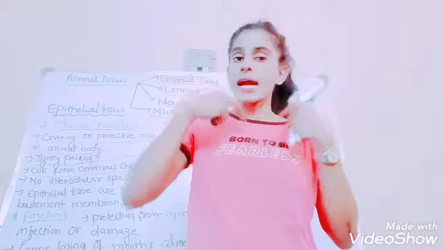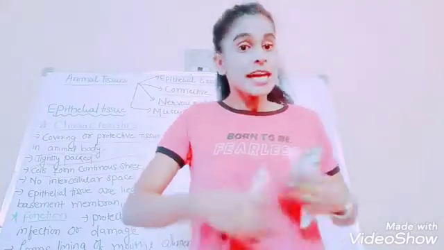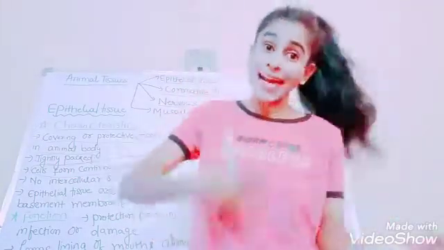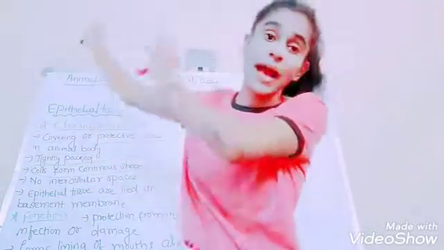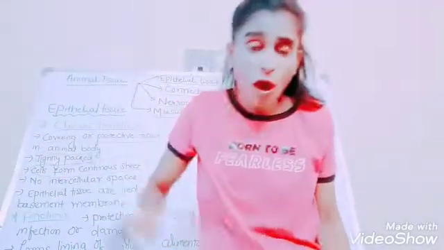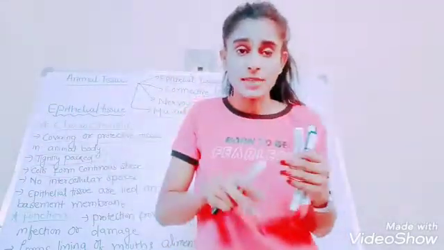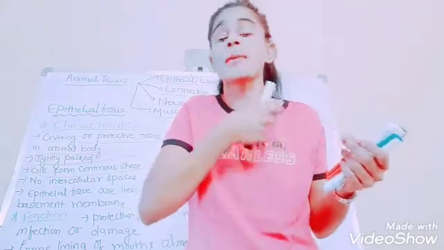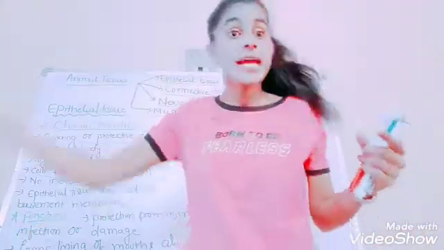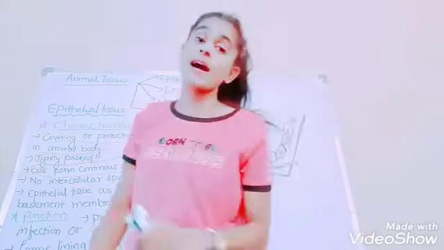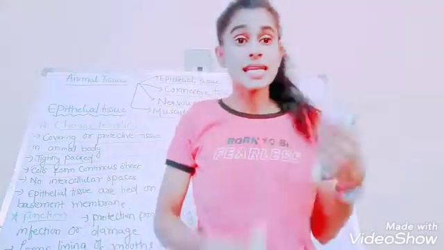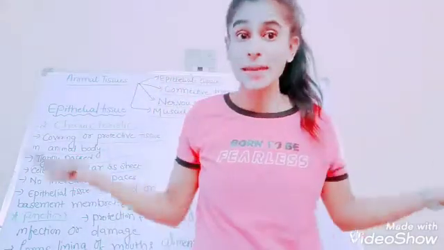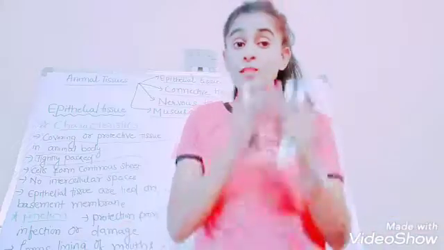It will pass through the esophagus, reach our stomach, then the small intestine, then the large intestine, then the rectum and anus. All these organs, beginning from the esophagus till the rectum, are called the alimentary canal. Guys, you will be learning this in 10th class. What is the alimentary canal, what is the esophagus?